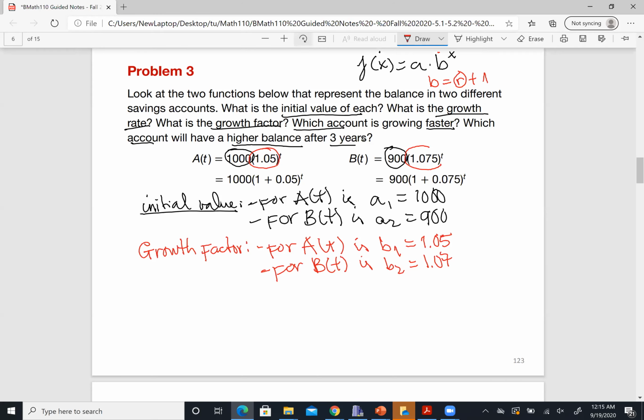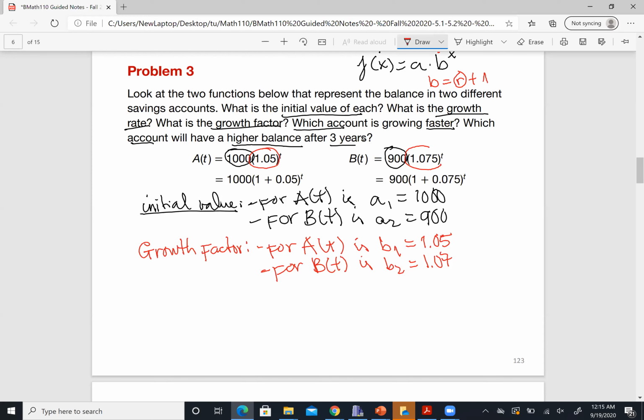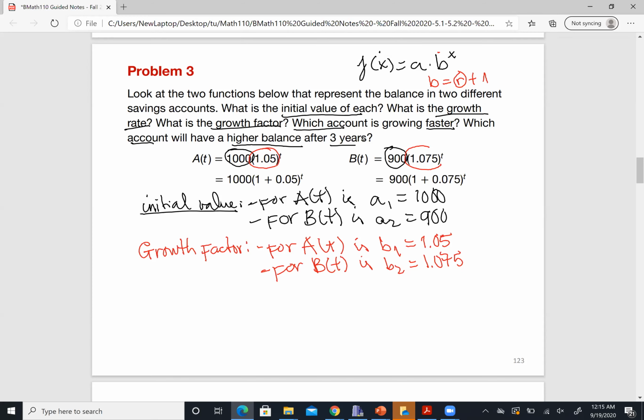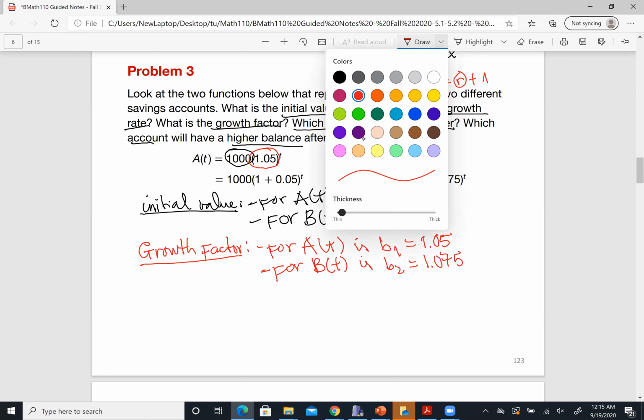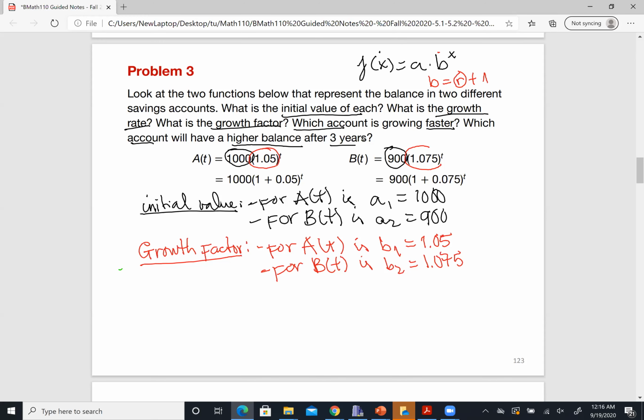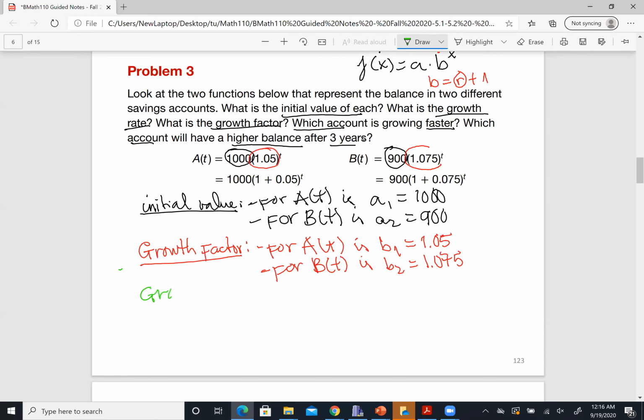Uh-oh, where's my ink? Okay, so that is for growth factor. Okay, what about growth rate?